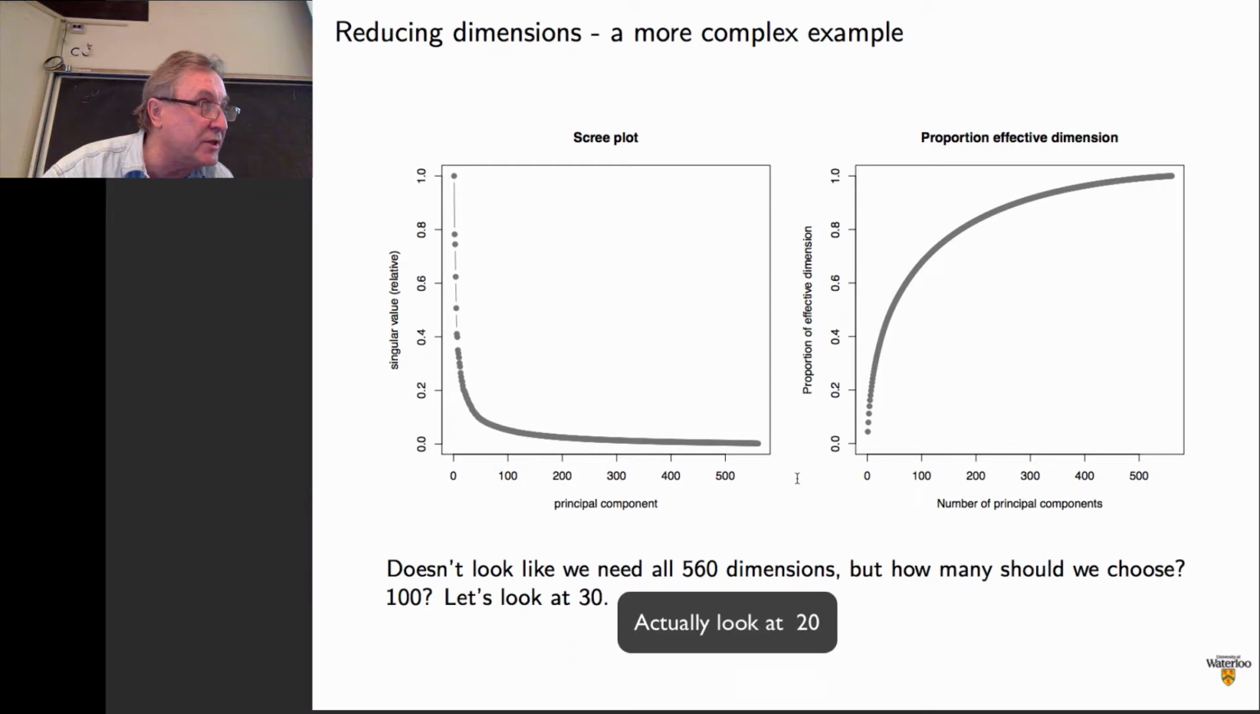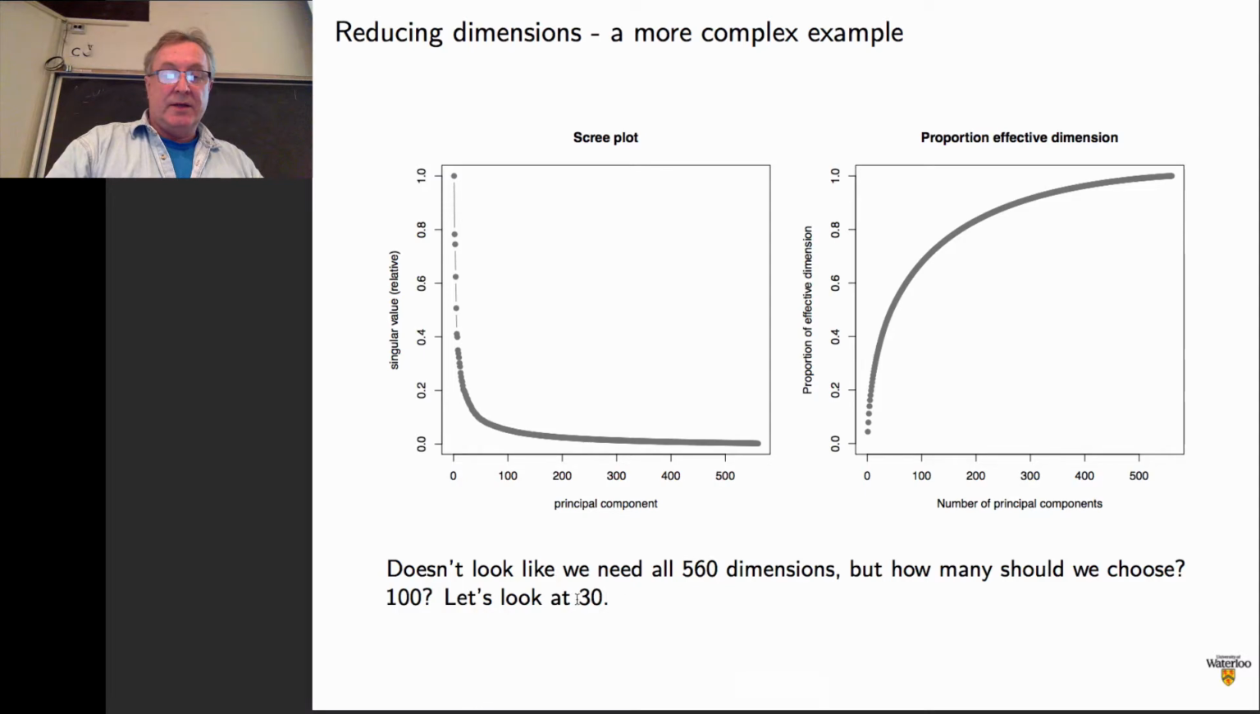So we've got 560 dimensions to play with, but a lot of the action is happening in low dimension. We might be able to get away with far fewer dimensions. Maybe these aren't so interesting. Alternatively, looking at the proportion of the effective dimension that we've got, we can get 80% of it with only 100 dimensions instead of 560. Okay? So the notion is that there's not a lot of dimensionality in this data. Maybe we can get away with fewer dimensions. And so I'm going to say looking at 30.